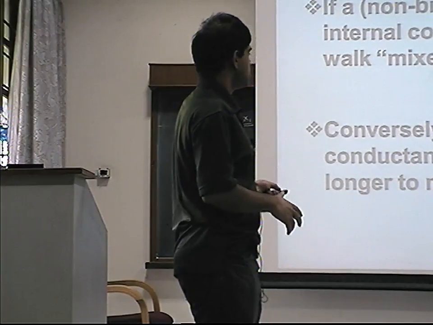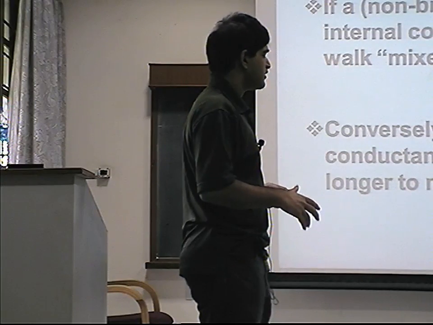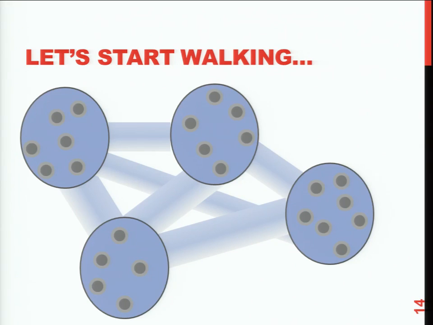And also, as we said, if there is a cut with small conductance, then the random walk takes longer to mix well. In the extreme case, suppose this has zero conductance, meaning that there is no edge going from one side to the other. Then the random walk would always stay within the same component. So it wouldn't mix, in the sense that you would have some knowledge about where you started from.